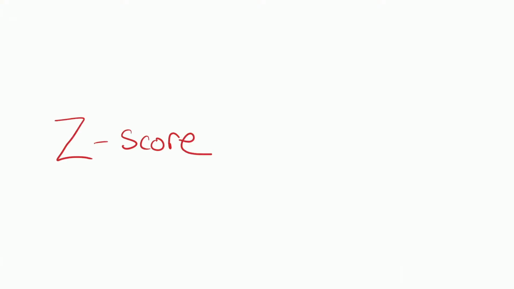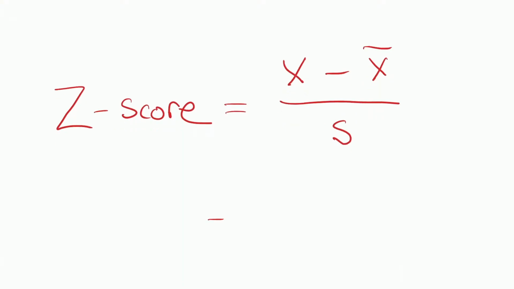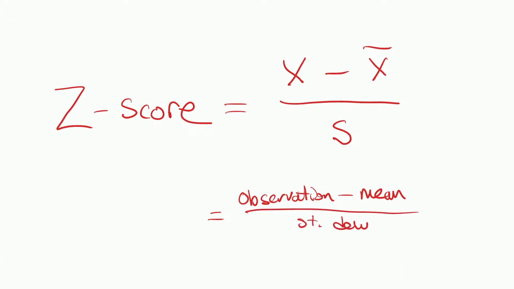Z-score. I don't think we actually had this formula here, so let's do it now. The z-score is equal to x minus x bar over s. So what is that? Well, this is your observation minus the mean divided by the standard deviation. So that's literally what it is.